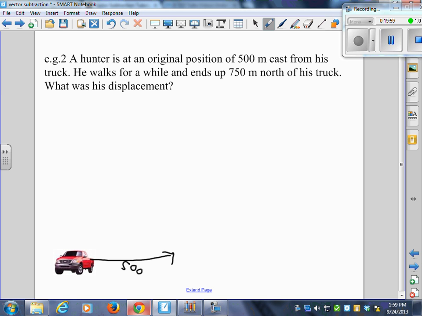He's there. I don't care how he got there. Please don't get the idea that this shows how he got there. It just shows where he is in relation to the truck. We could be so bold as to call the truck the origin, or a reference point. More on that next unit. It's a reference point. So that's where he is.